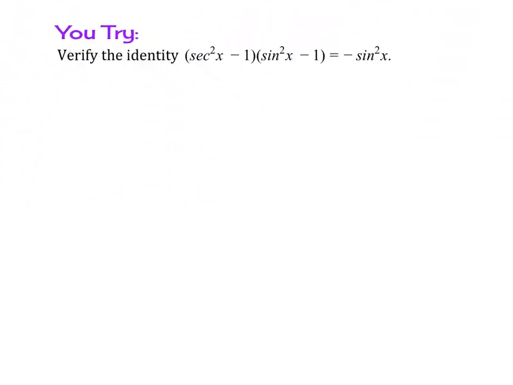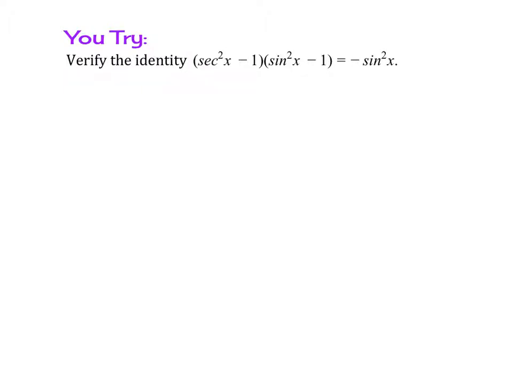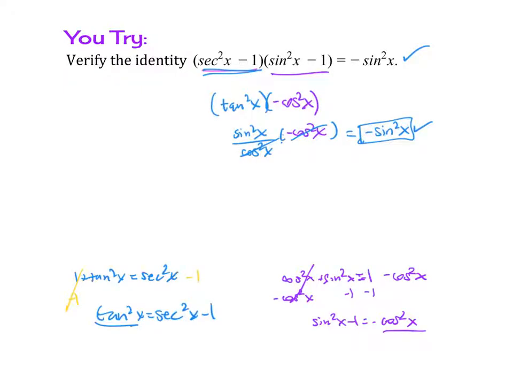So try this example here. For this one, you see my work here. I solved for 1 plus tangent squared of x equals secant squared of x, so secant squared of x minus 1 is just tangent squared of x. For sine squared of x minus 1, solving for that, notice that I have to subtract 1 from both sides and subtract cosine squared of x. Therefore, sine squared of x minus 1 is actually negative cosine squared of x. So you substitute that. You convert tangent to sine over cosine times negative cosine squared of x, and therefore that is why it is negative sine squared of x.